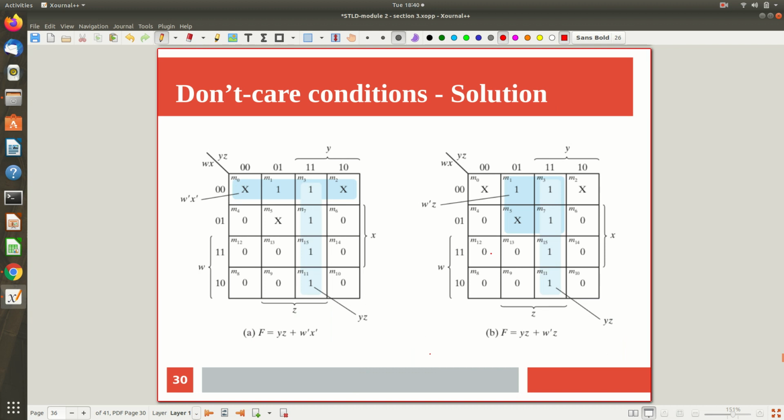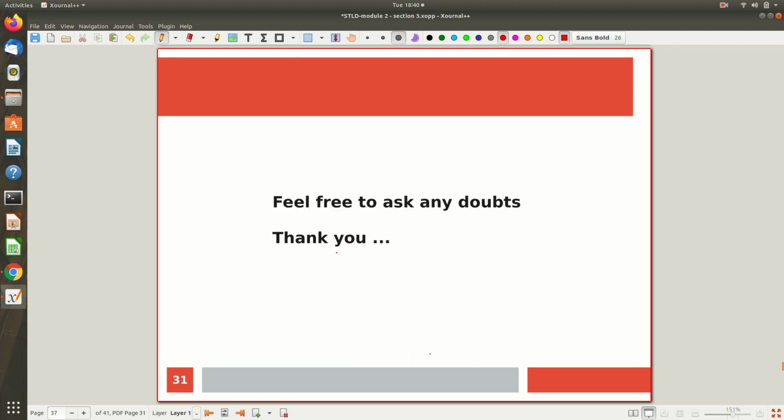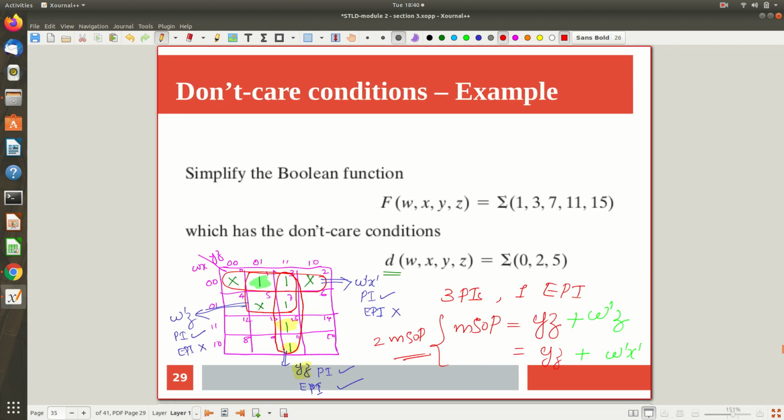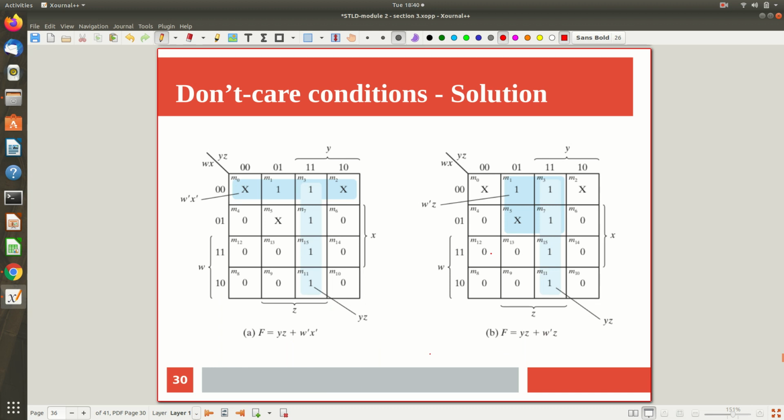So it is explained clearly here. Here this is the first grouping. If I consider that essential prime implicant y z and w dash x dash, I will get the first figure. You can see that this is the first solution we got.